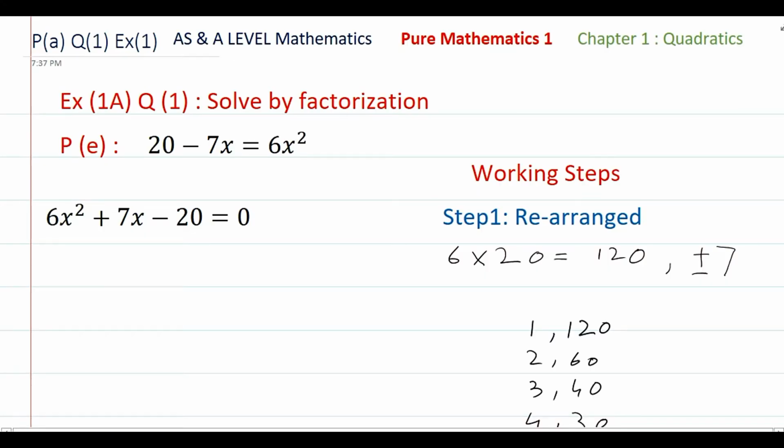Hi friends, our today's topic is factorization and we'll do question number 1 part E, exercise 1A. Our question is 20 minus 7x equal to 6x square. First of all, we will rearrange it just like this and it will become 6x square plus 7x minus 20 equal to 0.